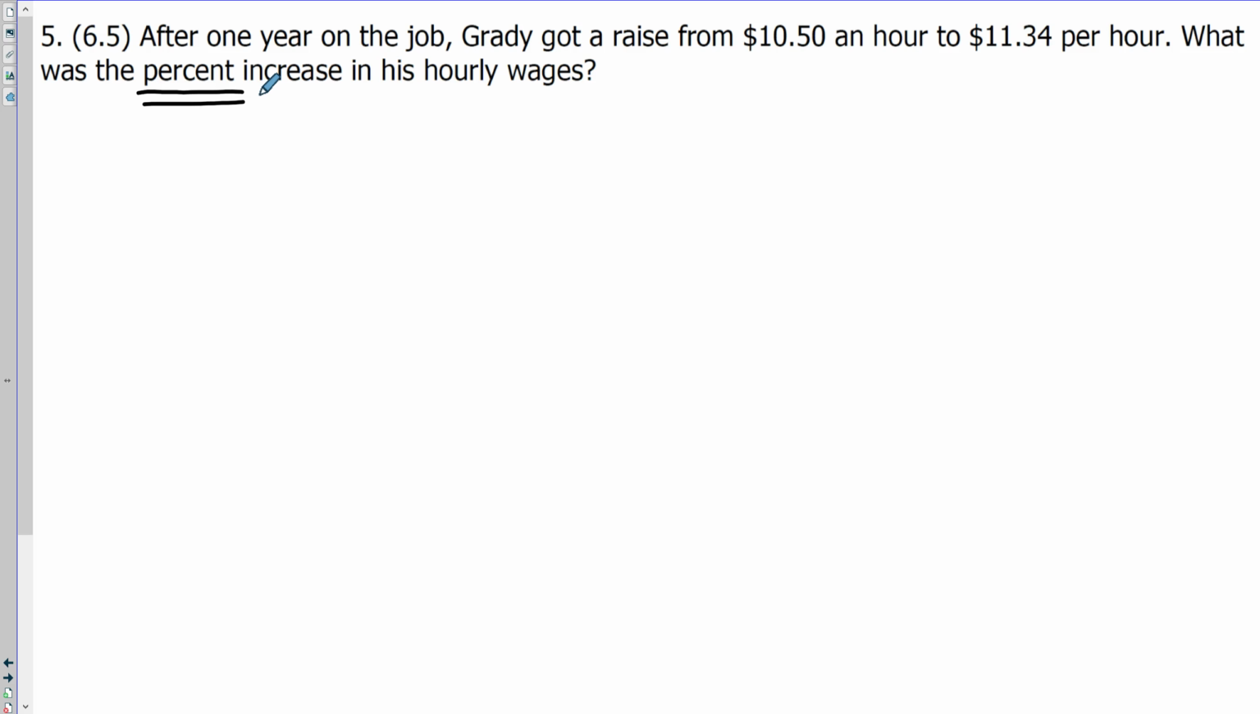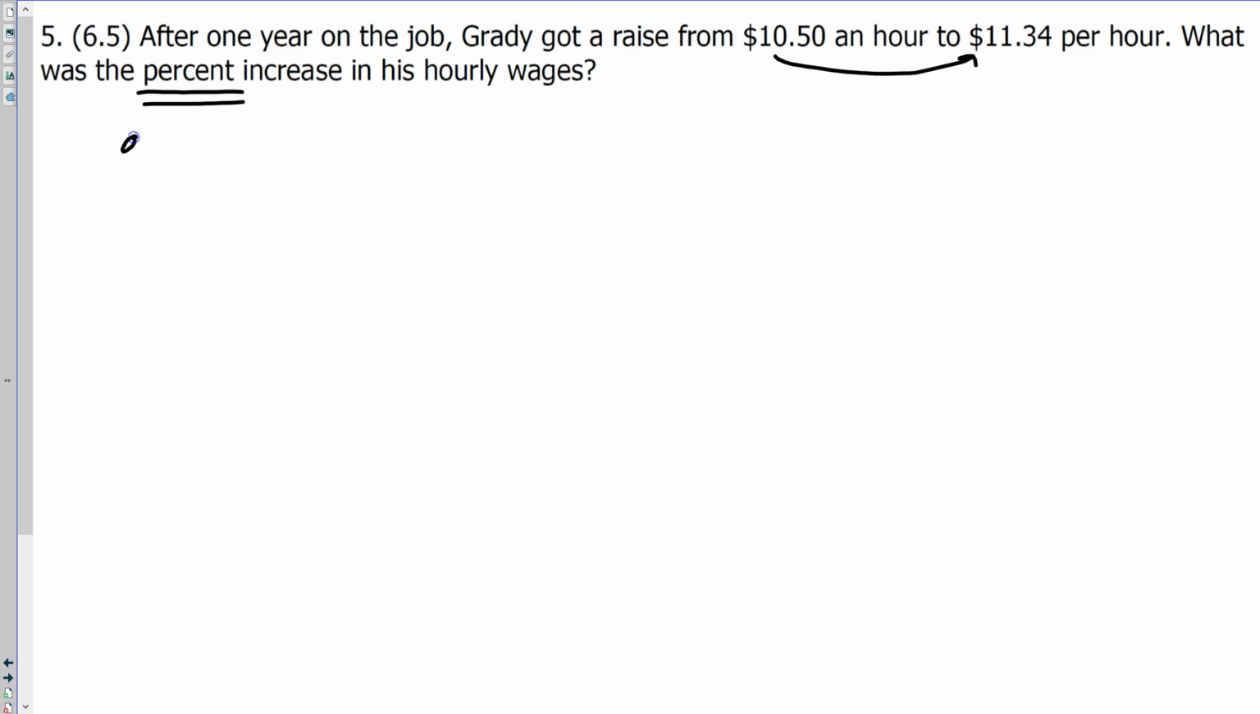So we know we want our answer as a percentage. So this one, we know it's an increase. We can see that. He increased his overall wages from $10.50 to $11.34, but we want to know what percent change it actually was.